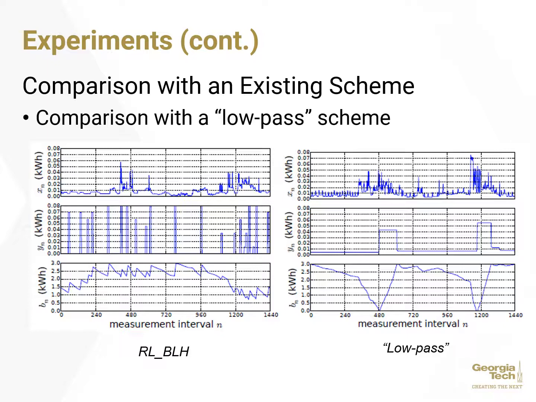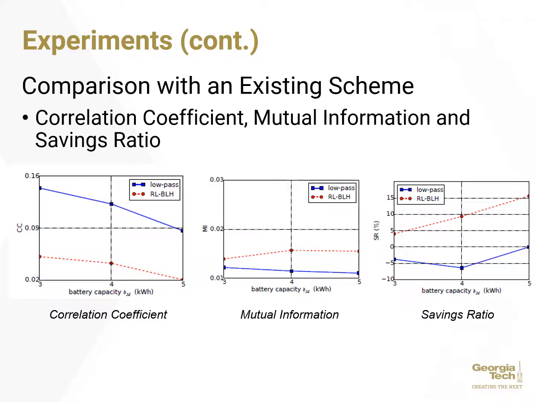In contrast, the low-pass scheme shows a clear correlation in the low-frequency shape between the usage profile and the meter readings. The adversary can figure out the correlation by looking at the bumps in the meter readings. This kind of information can also be used to figure out when the house is left empty and when the users come back home. In this slide, we compared the correlation coefficient, mutual information, and savings ratio for the low-pass scheme and reinforcement learning BLH system.